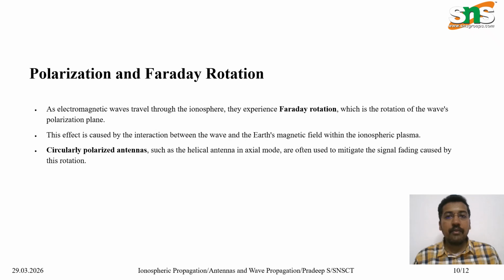As radio waves travel through the ionosphere, their polarization can rotate due to interaction with the Earth's magnetic field. This effect is known as Faraday rotation. Because of this, the orientation of the received signal may differ from the transmitted one, leading to signal fading. To reduce this effect, circularly polarized antennas such as helical antennas are often used.